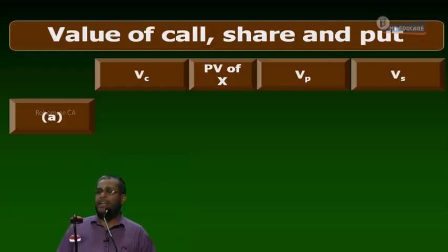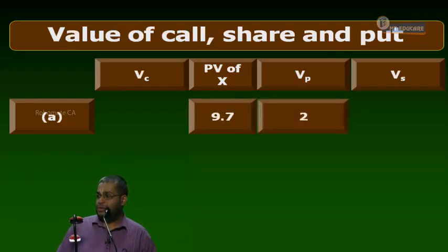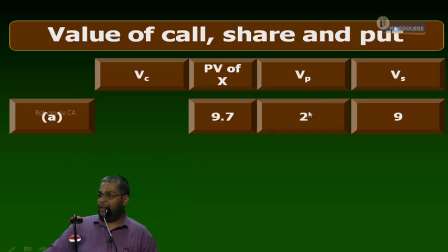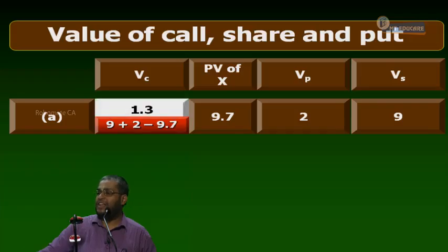One by one. What is PV of X? 9.7. What is the value of the put? 2. What is the value of the share? 9. What should be the value of the call? 9 plus 2 minus 9.7, because put-call parity should be satisfied. That gives 1.3. Everybody, yes or no?